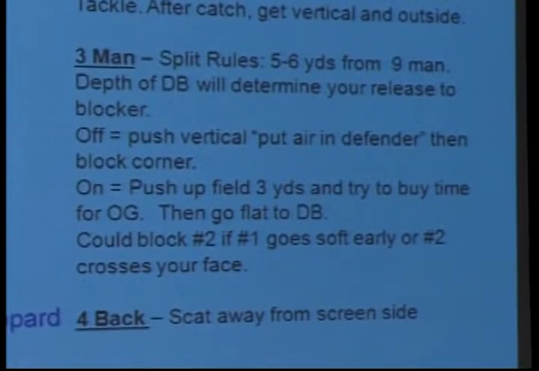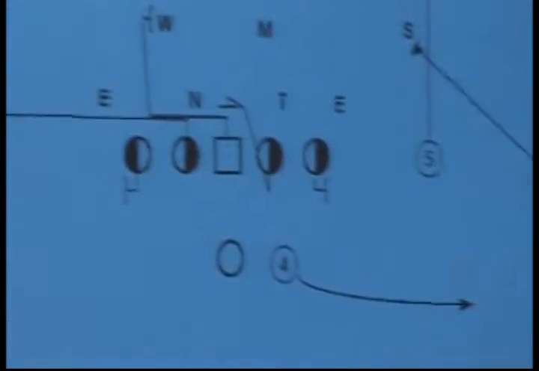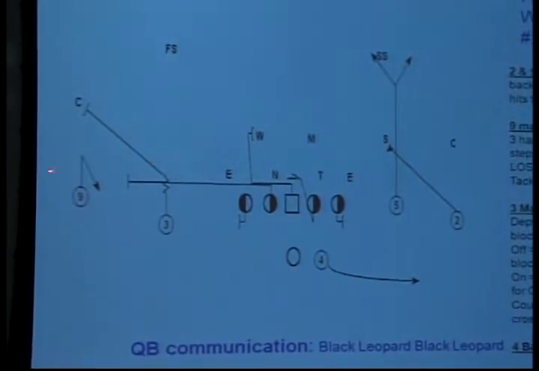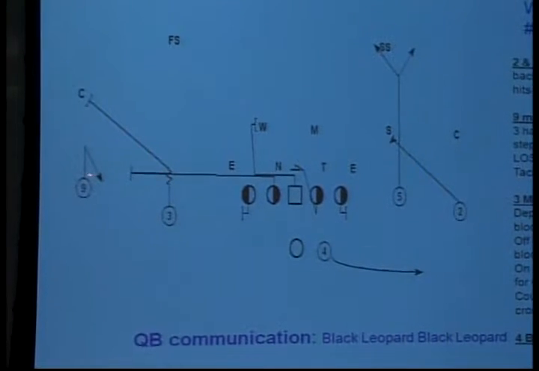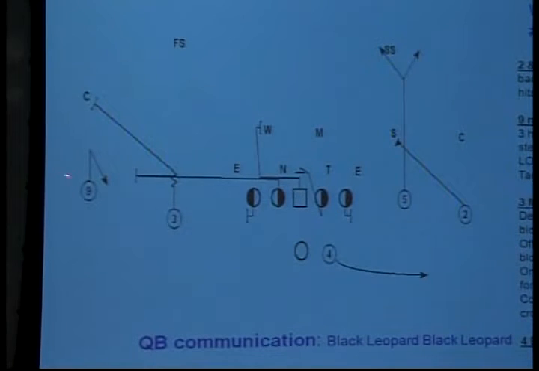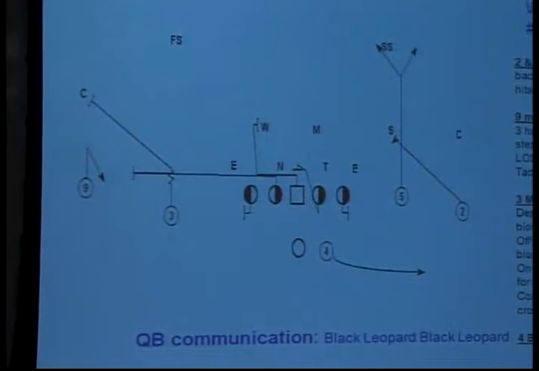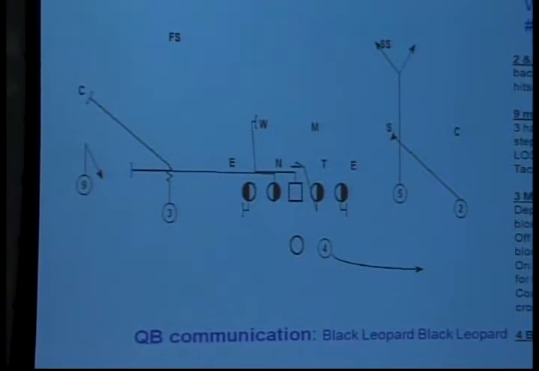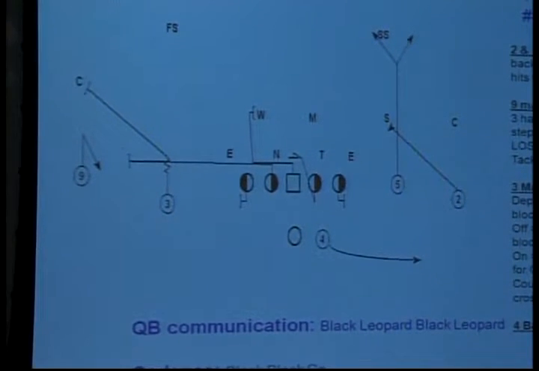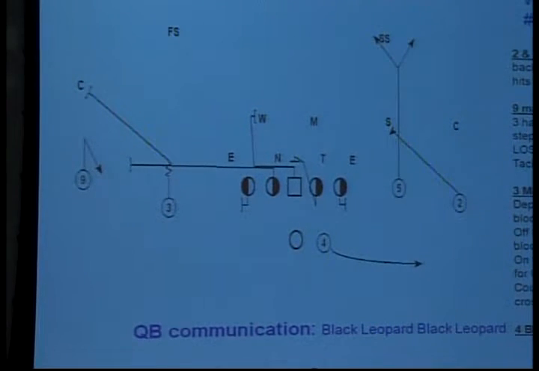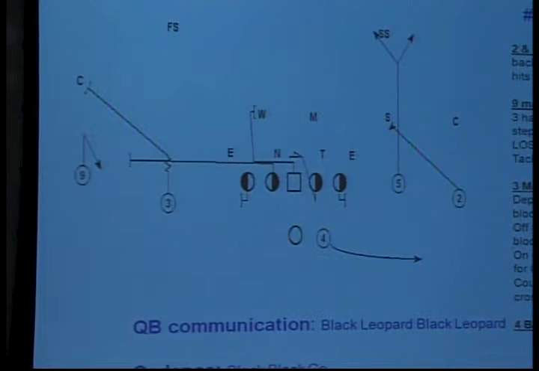You'll have to peel him off. Again, if it's press coverage, you're hoping that the 9-man helps you out, makes your block a little bit easier by working out before he comes back. Creates a little bit of separation so you can work flat across, 3-man flat across to peel him off of you. Once that happens, then you could block number 2. If number 1 goes soft early, and then number 2 is going to cross your face, that very well could happen as well. The 4-back is running a scat or a flare, a TCU look away from the screen side.